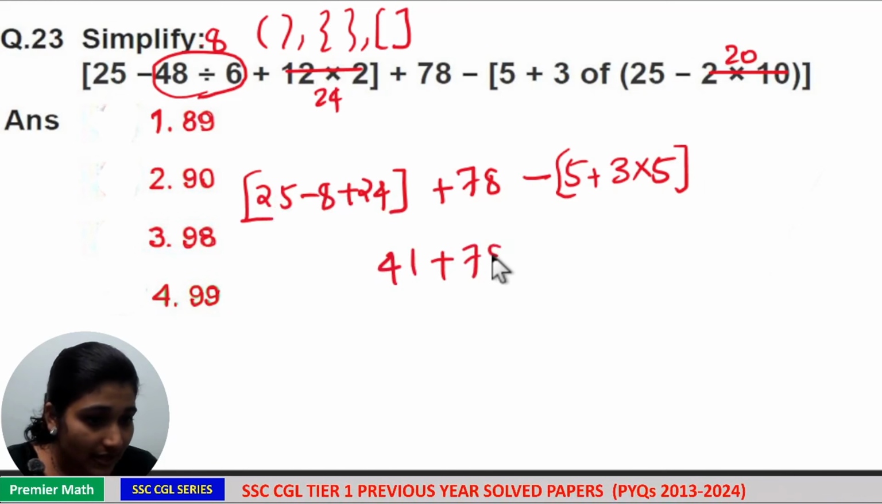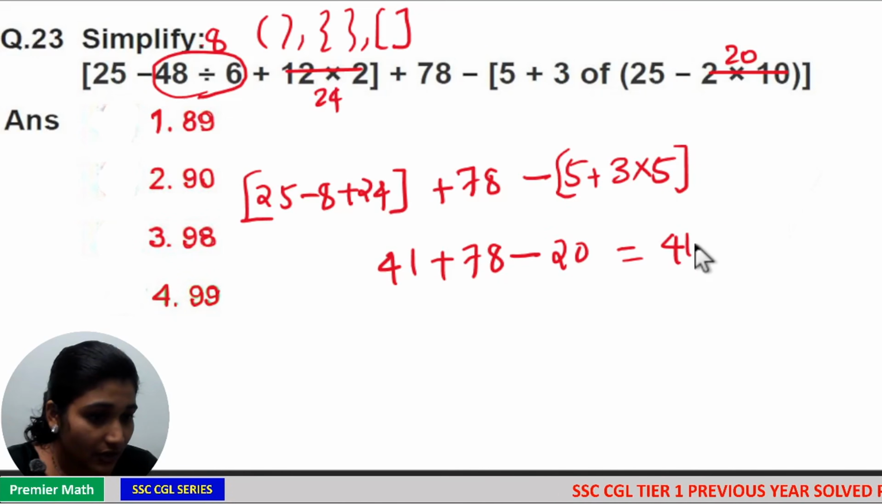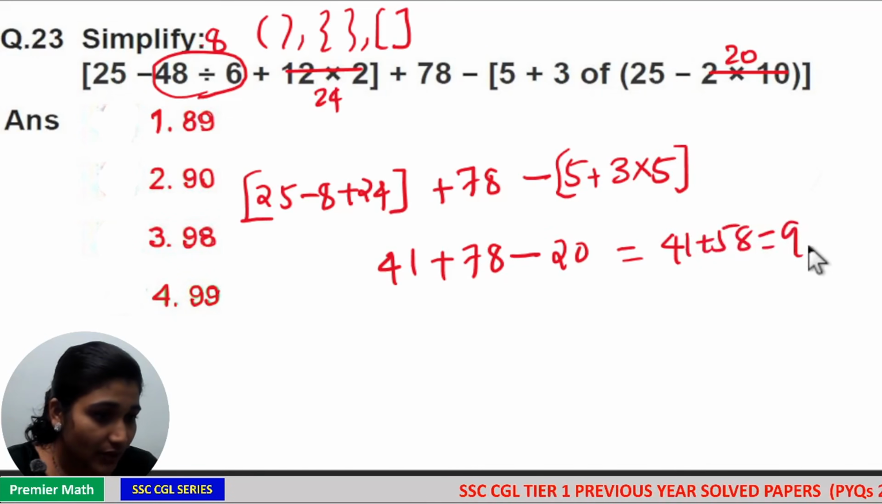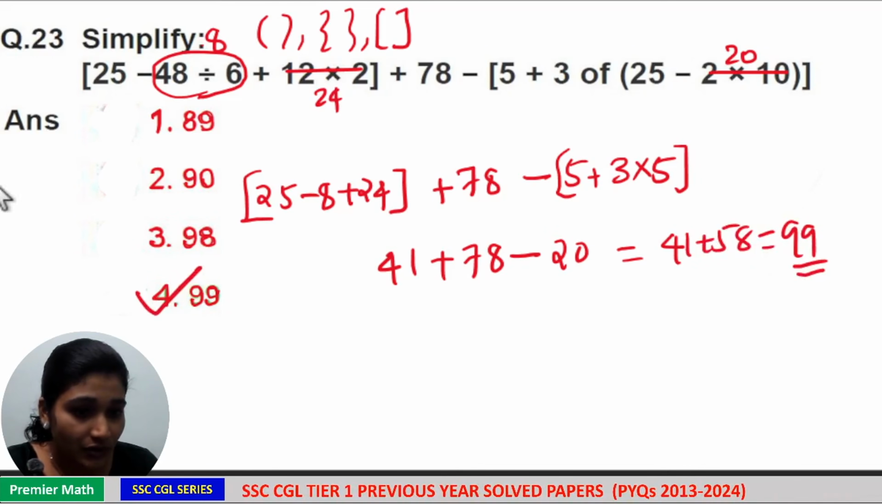41 plus 78 minus 3 into 5, 15. 15 plus 5, 20. So here 78 minus 20 is 58. So 41 plus 58 is equal to 99. Option 4 is your answer.